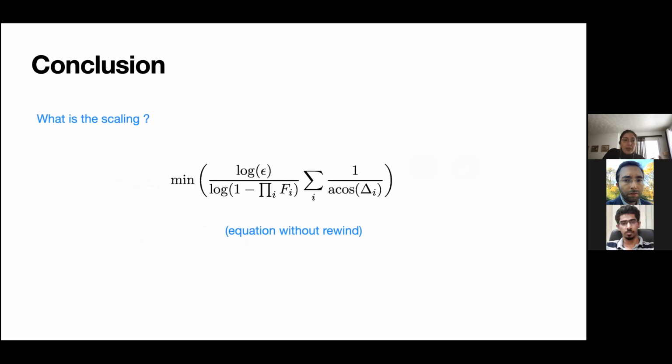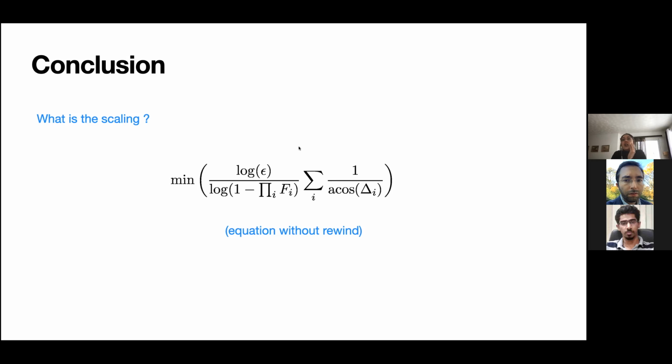But one question remains. What is the upper bound of this method? So of course, it is upper bounded by the same thing as the usual discrete adiabatic state preparation, but you could probably have some tighter bound on it. But this is something that is left unsolved by our research.